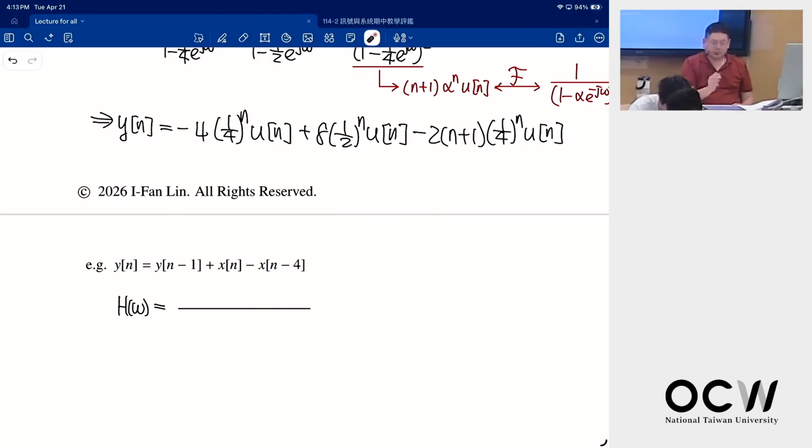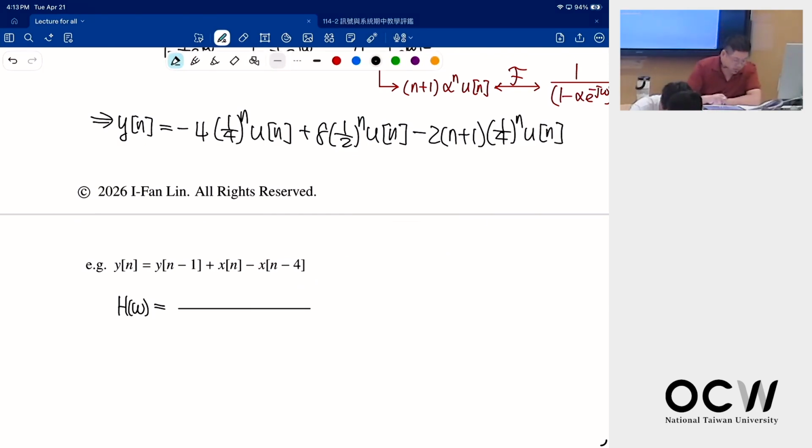If I shift by 1 in time domain, in frequency domain, I will multiply by e to the minus j omega. Same thing here. So it should be 1 minus e to the minus j 4 omega divided by 1 minus e to the minus j omega. So how do I simplify this?